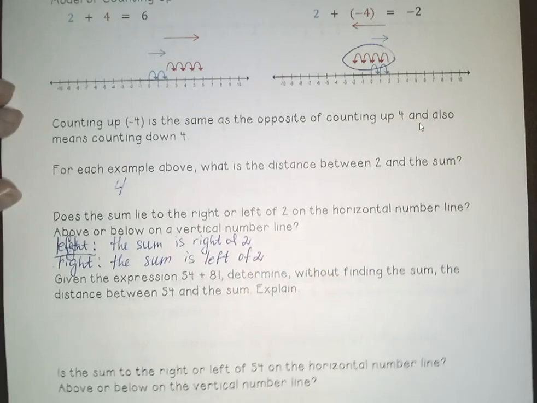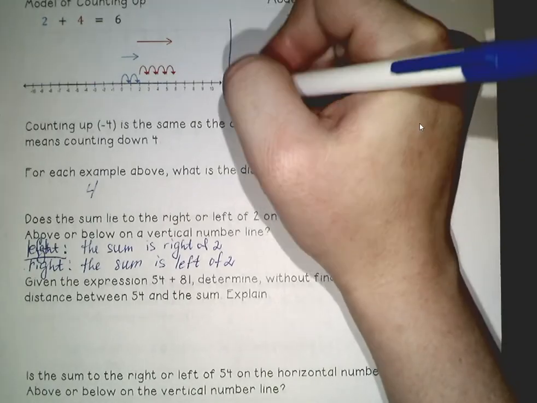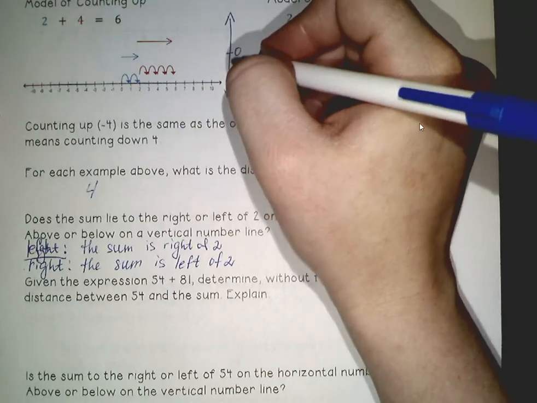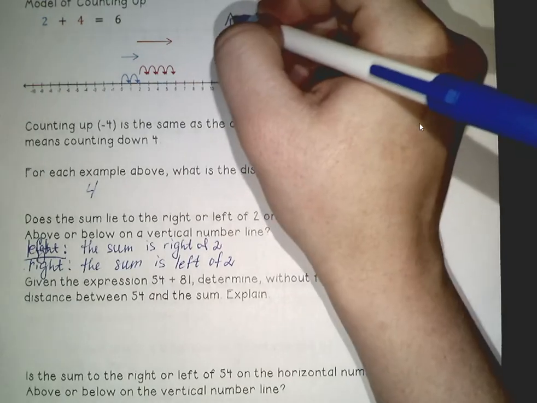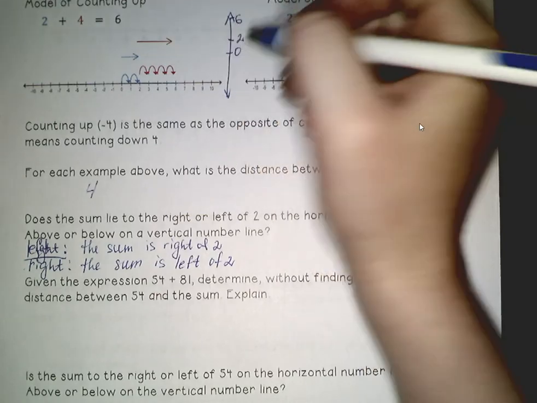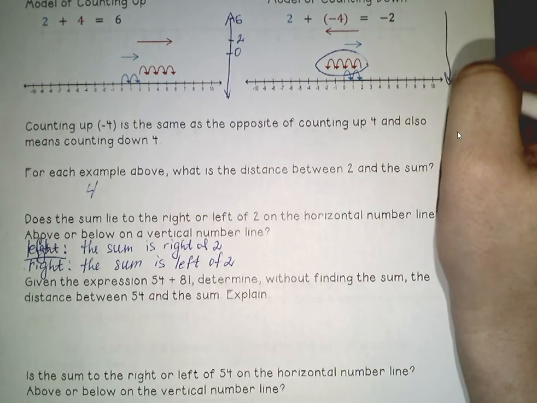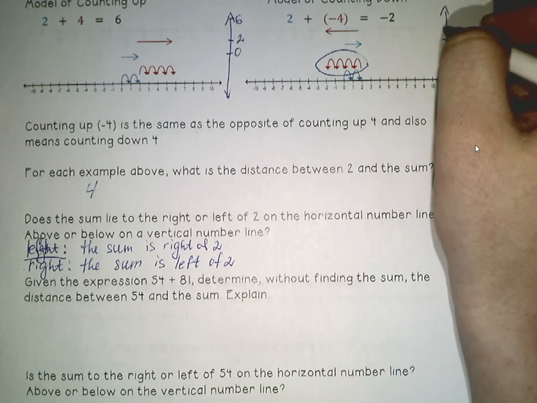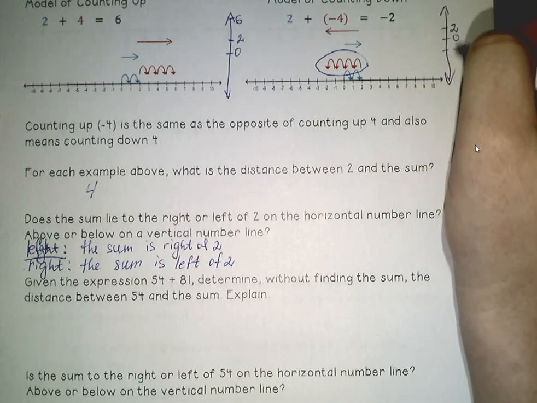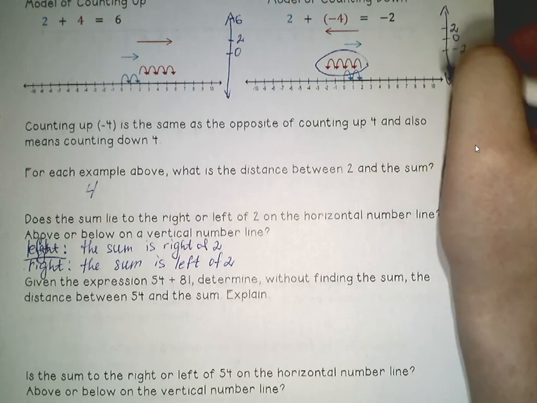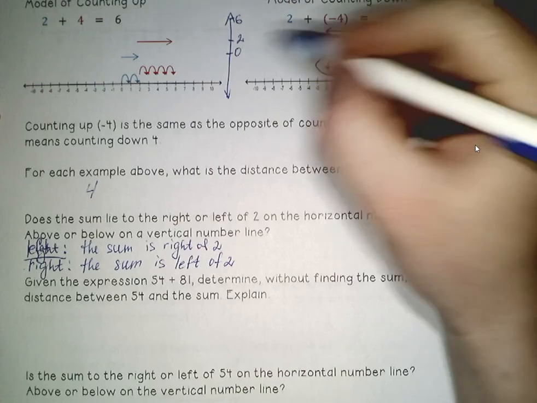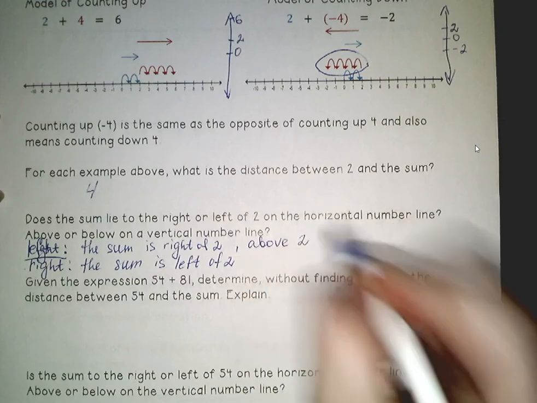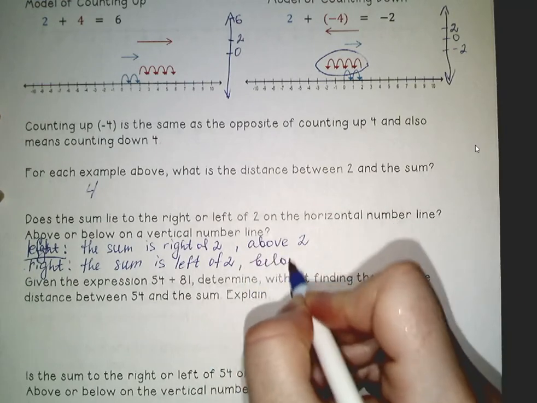If I were to draw a vertical number line, in our counting up model, if 0 is here and 2 is here, 6 is going to be above the 2, right? And if negative 2 is here, and 2 is here, the negative 2 is going to be below the 2, right? So this one is below, this one is above. Above 2 or below 2.